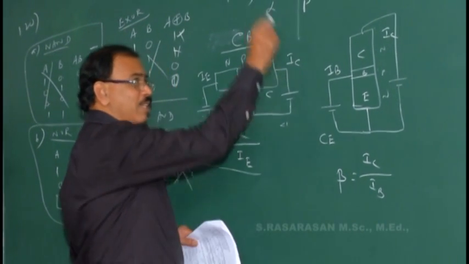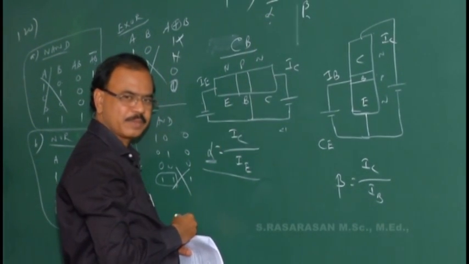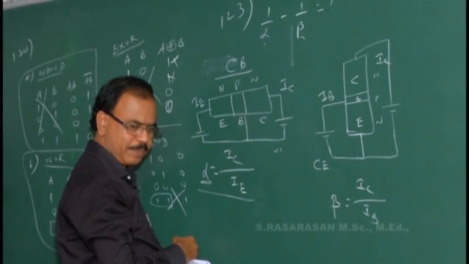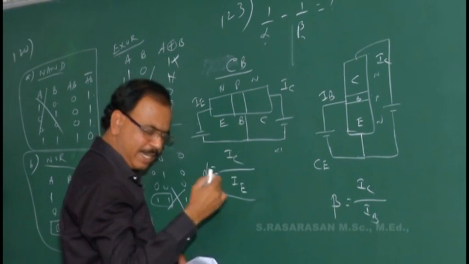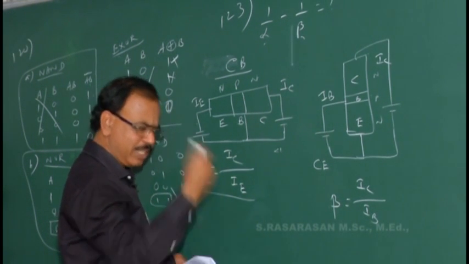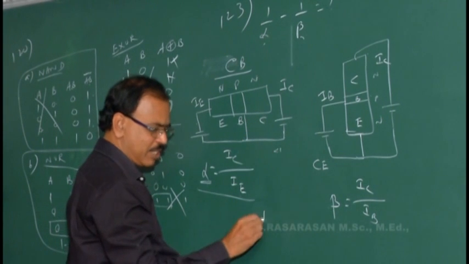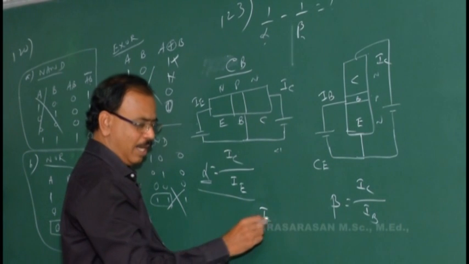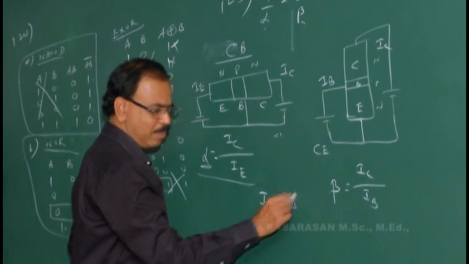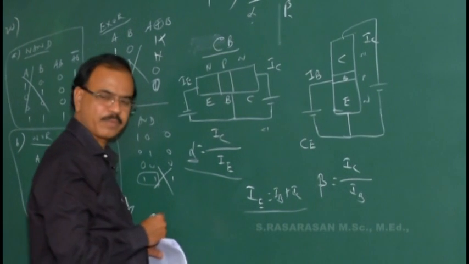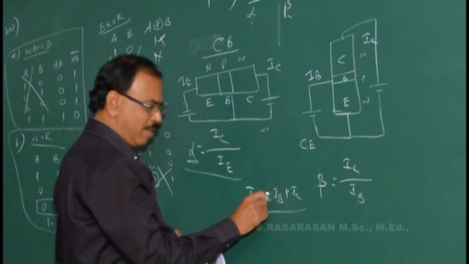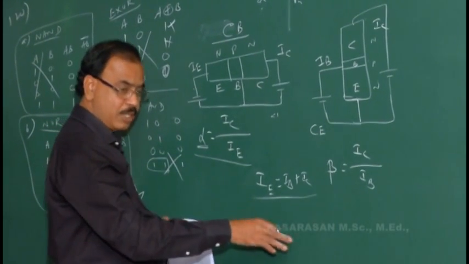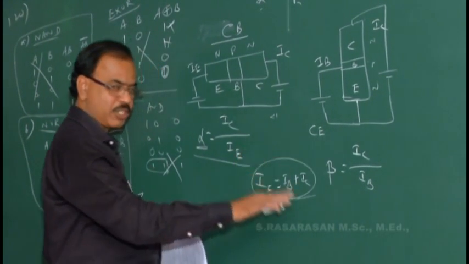They have asked for the relation between alpha and beta. For any transistor, NPN or PNP, connected in CE mode or CB mode or CC mode, in whatever mode, we know Kirchhoff's junction law for the transistor. IE is always equal to IB plus IC. Emitter current is always equal to base current plus collector current. For any transistor, for any configuration, this is Kirchhoff's junction law, current law.